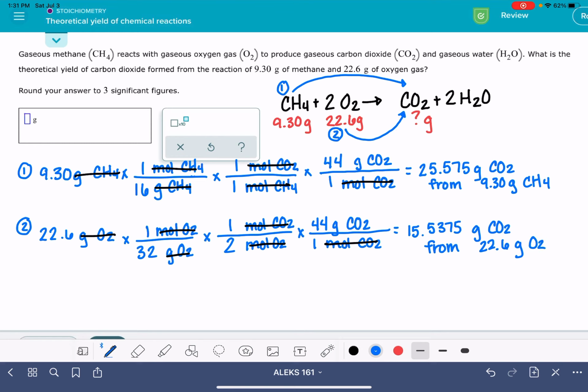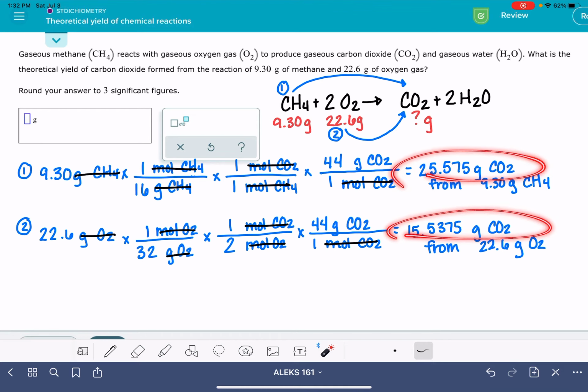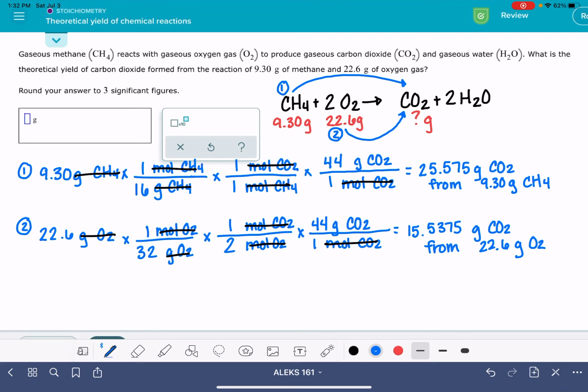Now, this is where students a lot of times have a hard time knowing what we are supposed to do at this point. We've got two separate amounts of CO2. They both can't be the answer because they're two different numbers. So which one of these two is the actual answer? Which one of them is the theoretical yield? When you're at this point, the smaller of the two is always the accurate answer, and the larger of the two is a lie.